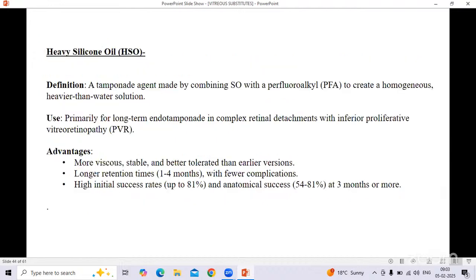Heavy silicone oils: these are made by combining silicone oil with PFAs to create a homogeneous, heavier than water solution. And they are usually used for long-term endo-tamponades in complex retinal detachment with inferior PVR. Advantages are they are more viscous, stable, and better tolerated than earlier versions. Longer retention time, that is 1 to 4 months, with fewer complications, and they have a high initial success rate, that is up to 81%, and anatomical success 54 to 81% at 3 months or more.